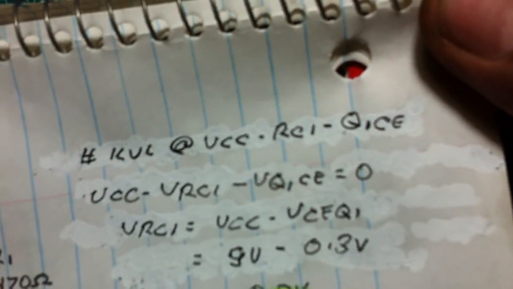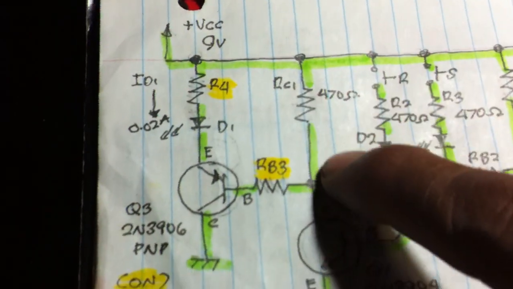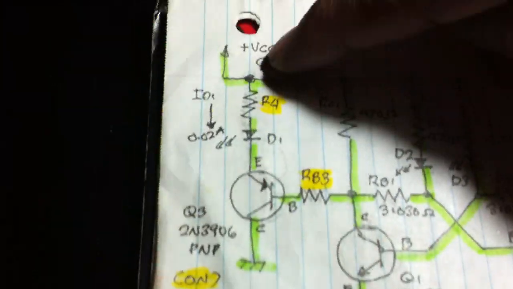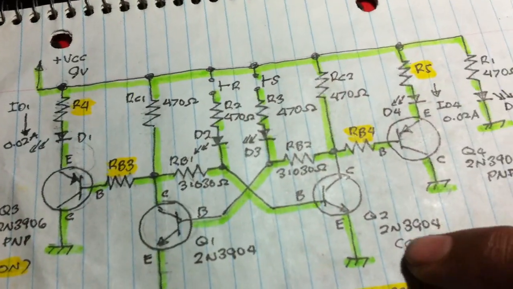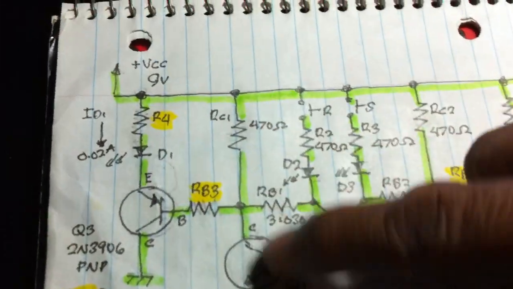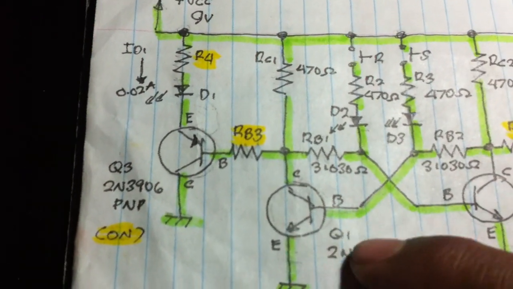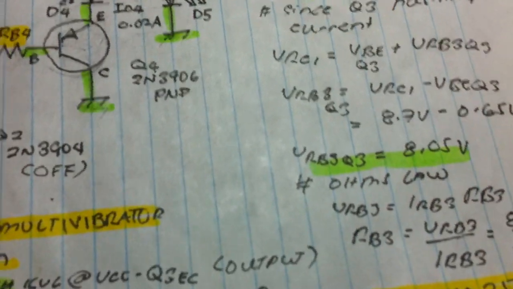And now we have here KVL, VCC to RC1 to QC1. Also current flows here. This is on, this is off. So current flows here, also here. VCC minus VRC1 and collector to emitter. And we get the voltage at RC1 equal to 8.7 volts.